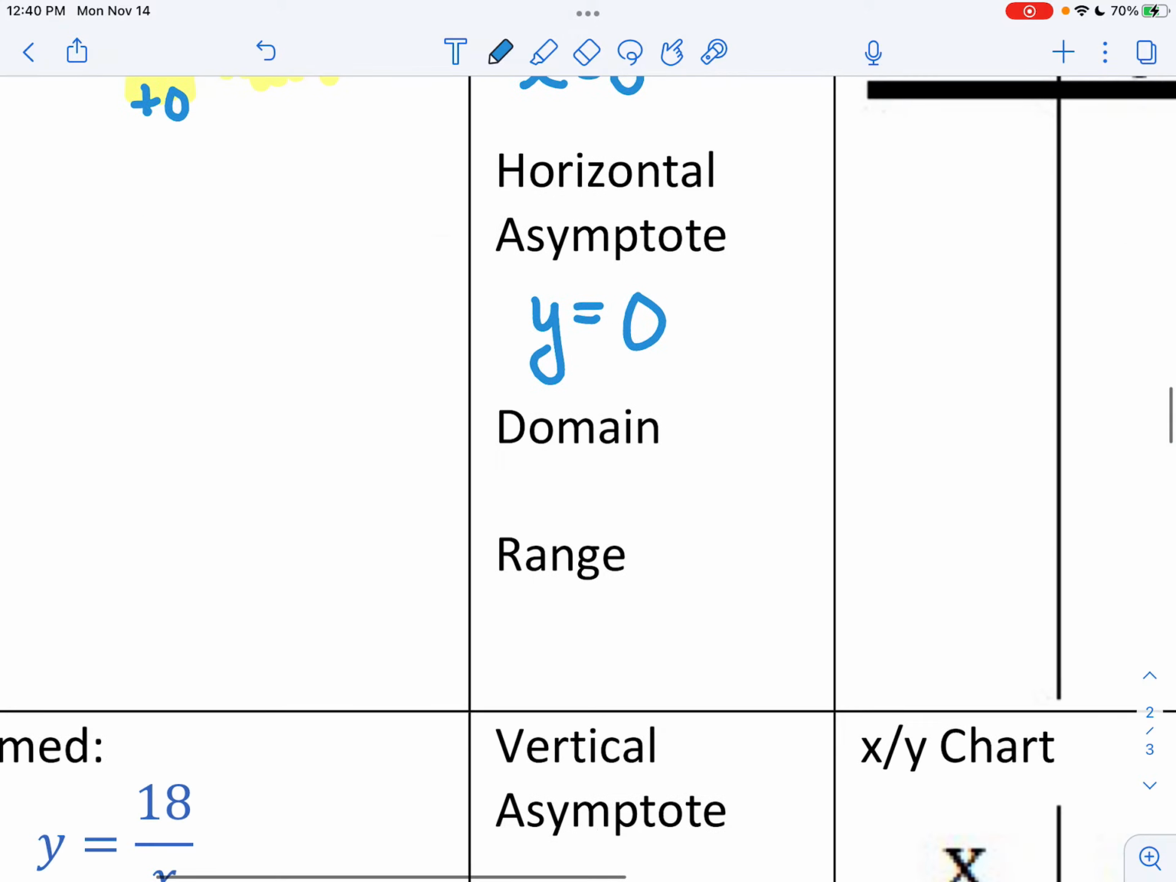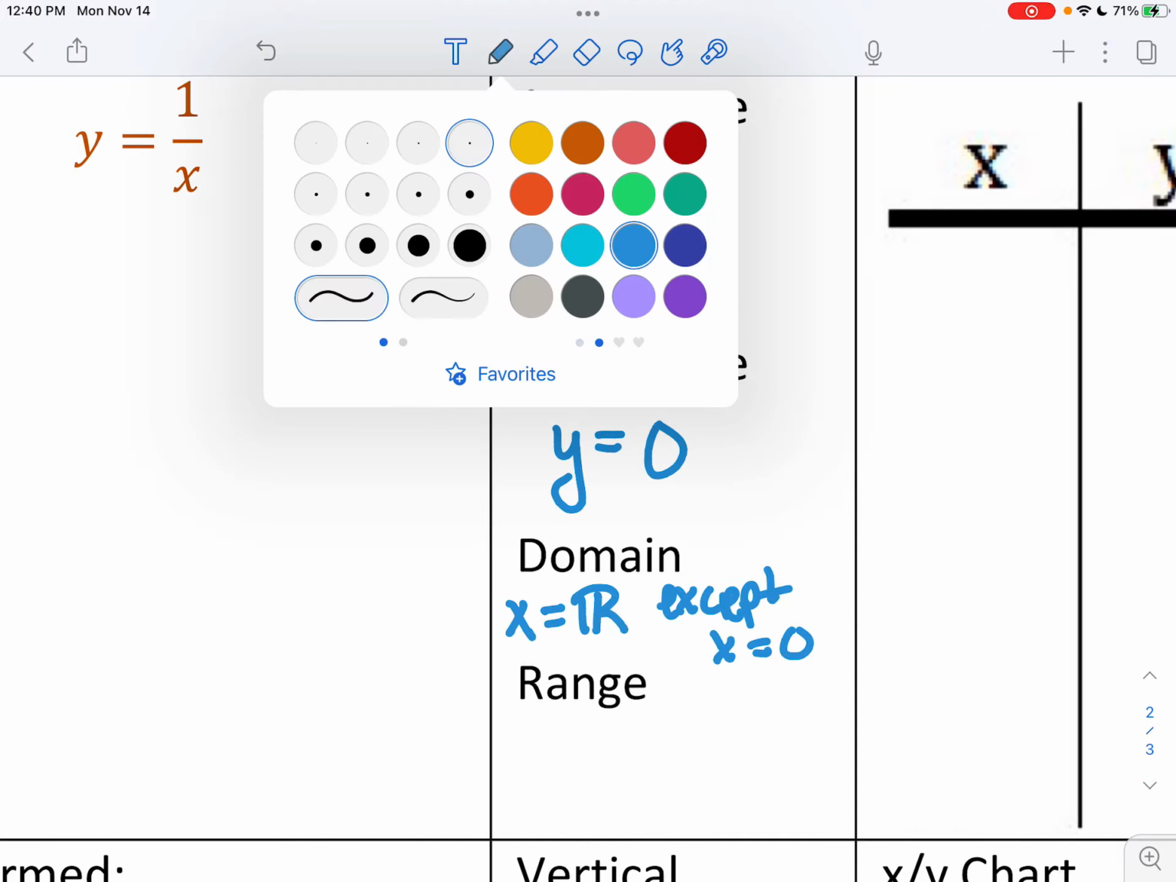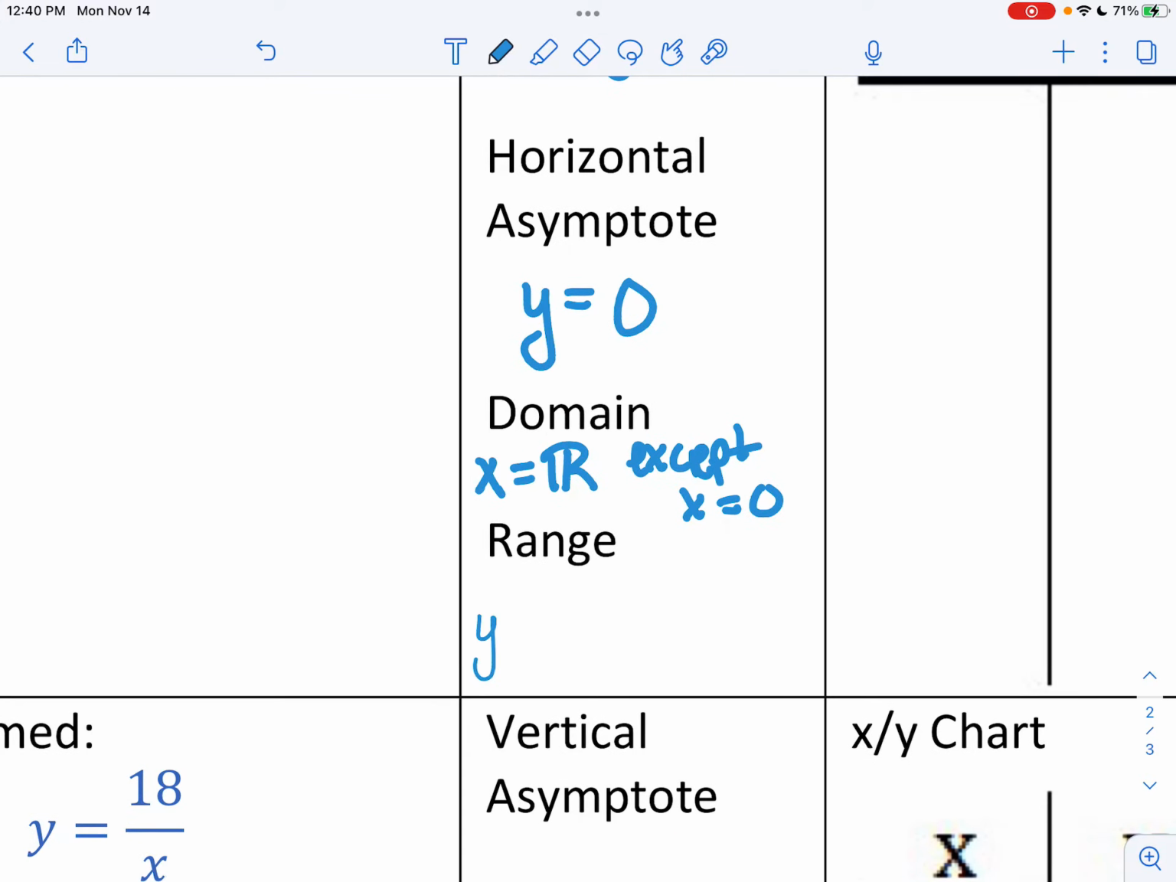Now, your domain is x equals any number in the entire world. You could put anything in there for x that your little heart desires. However, we do have a rule. You cannot, so I'll write except x equals 0 because you can't divide by 0. So your domain is all real numbers except x cannot be 0. Your range is going to also be y is all real numbers. However, because we have that asymptote up there, we also cannot have y equals 0. So there's no value of x that will ever give you 0 for y.